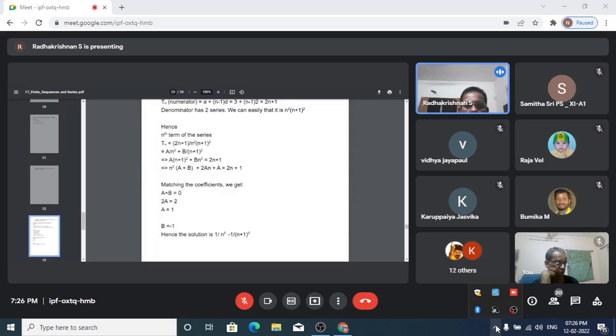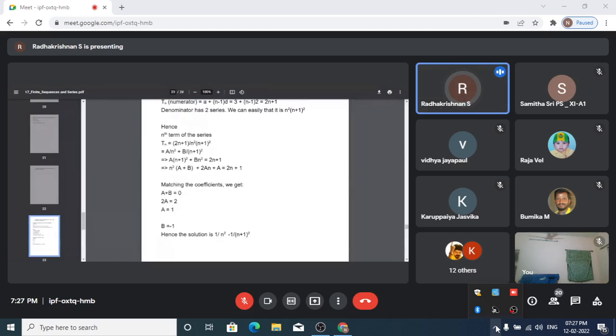In that method, this is how we go. First we write it like this: if there are two factors in the denominator, we write a by the first factor plus b by the second factor. So now you multiply by n square into n plus 1 whole square, we get a into n plus 1 whole square plus b into n square is equal to 2n plus 1. Right?